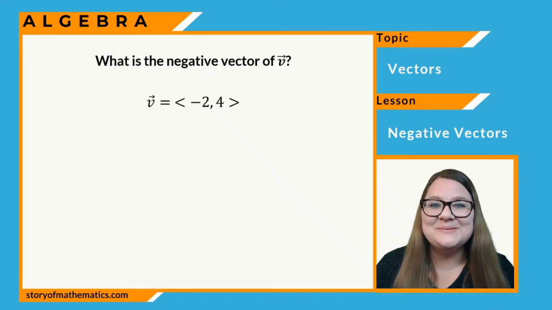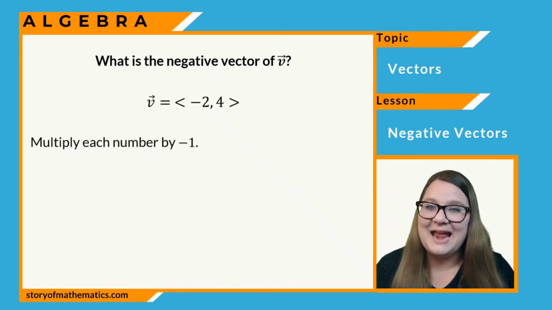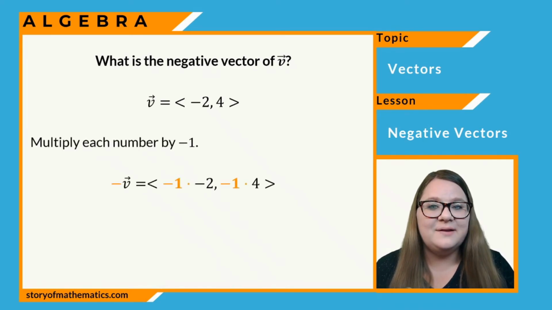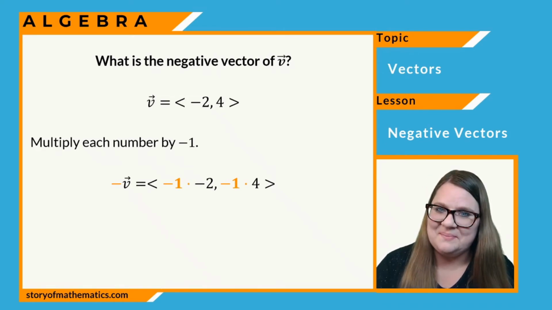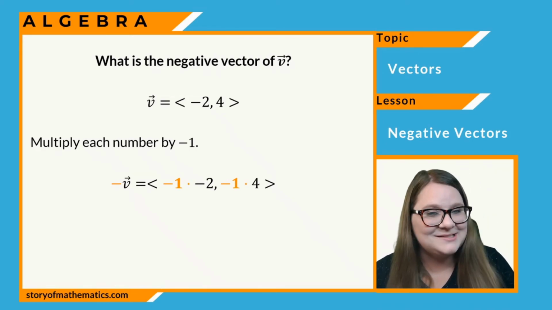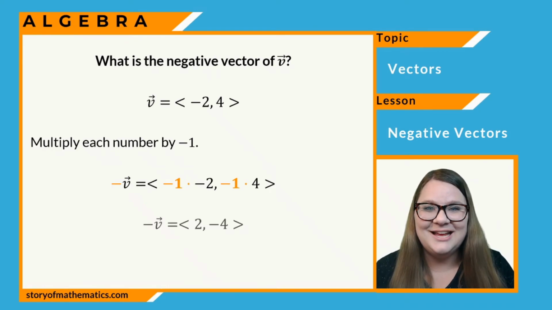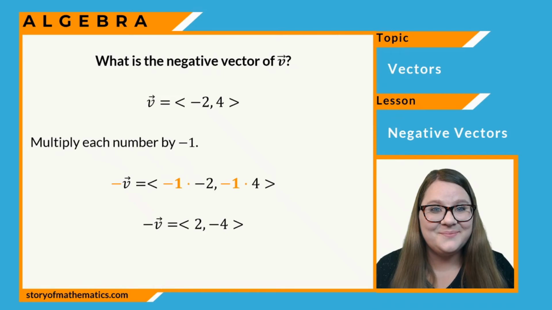Remember, we want to multiply each component by -1. So I'm going to have negative v is -1 times -2 for my horizontal component, and -1 times +4 for the vertical component. That really means that negative v is ⟨2, -4⟩.